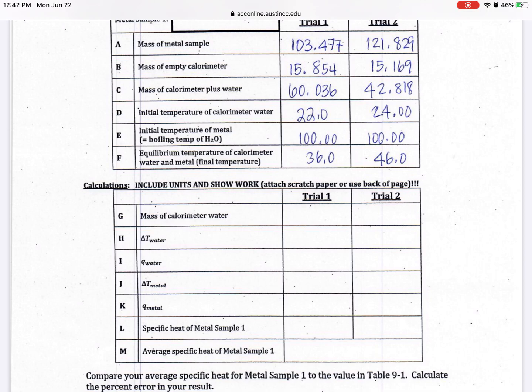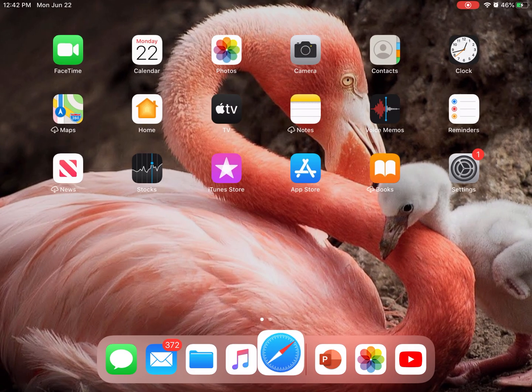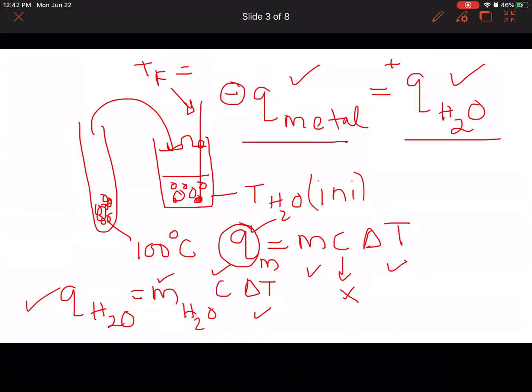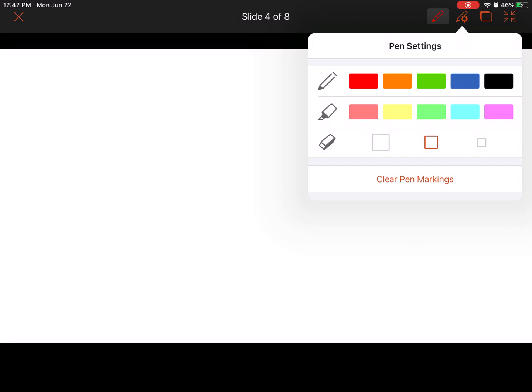So let's go ahead and write down what we just found out. Let me go back to the PowerPoint where I can write things. Okay, so this is what I just explained to you guys. Let's use a different color, blue. So the first data that we're going to collect is G.